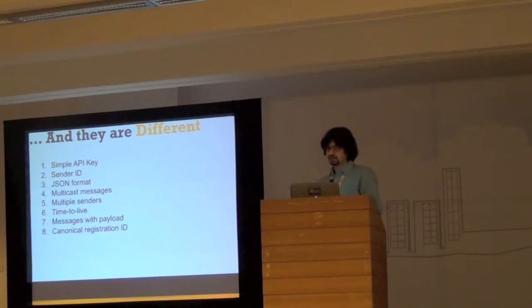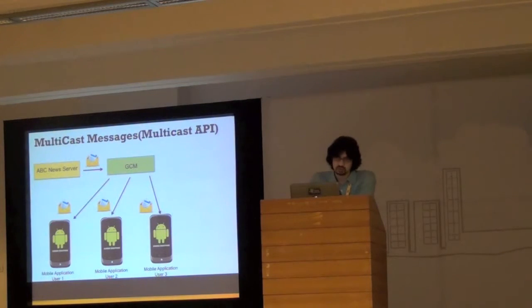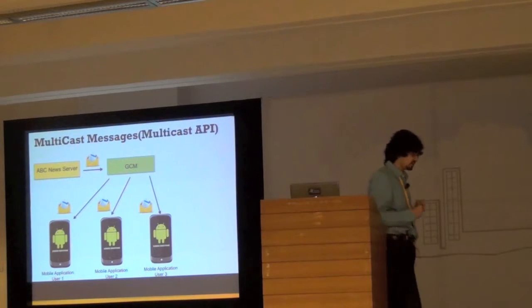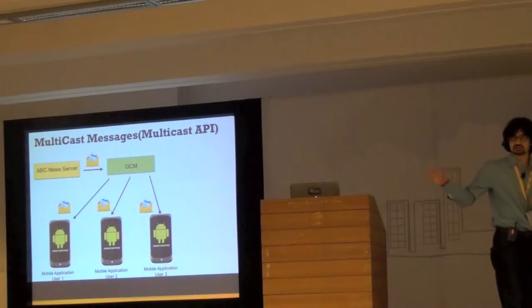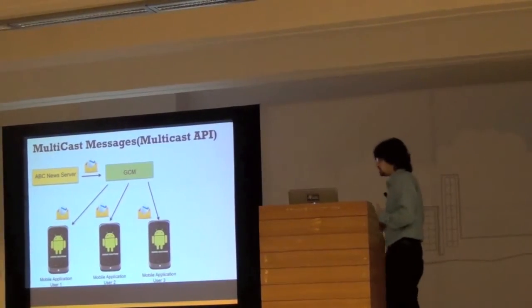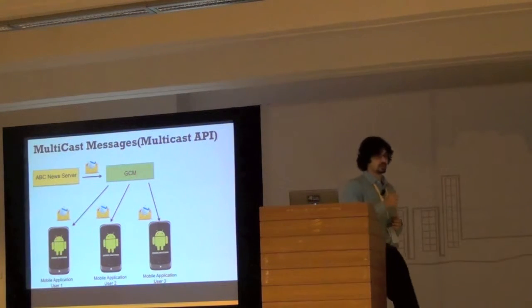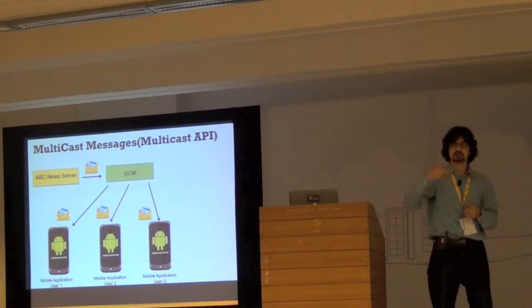I'm going to talk about multicast messages, multiple senders, time to live, and message payload. Now, let me just get through this very quickly. The first point which we mentioned was that there are new APIs for support. So this is for the API. Let me take an example. Let's say you have an application for .com and you need to send some IAMs to different people having different registration IDs.